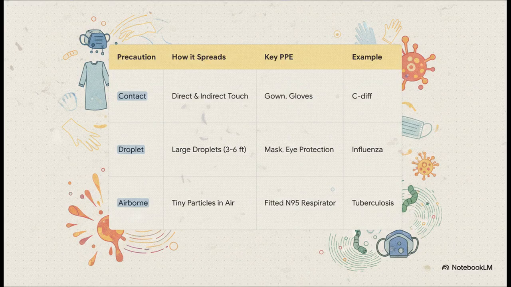For contact, the threat is on surfaces, right? So you protect your hands and clothes with gloves and a gown. For droplets, the threat is splatter to your face, so you protect your mouth, nose, and eyes. And for airborne threats that you can breathe in, well, you need the highest level of respiratory protection, a fitted N95. The pathway of transmission always dictates the protection required.